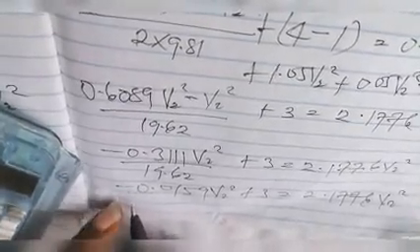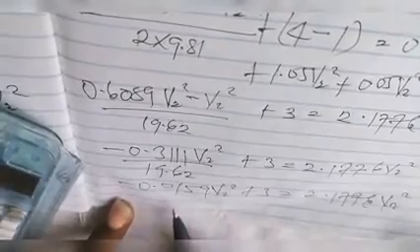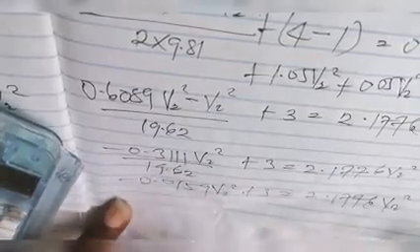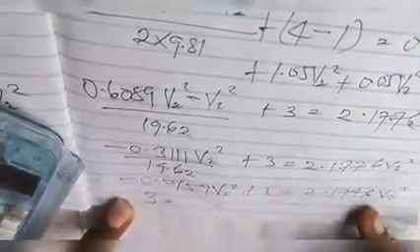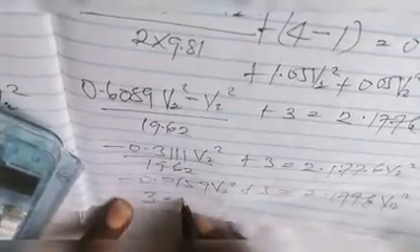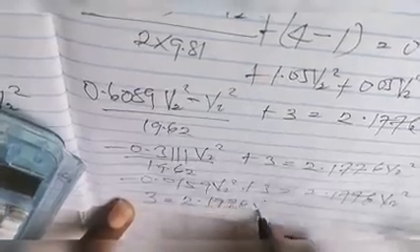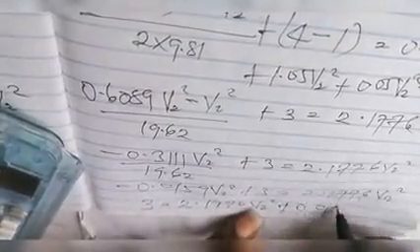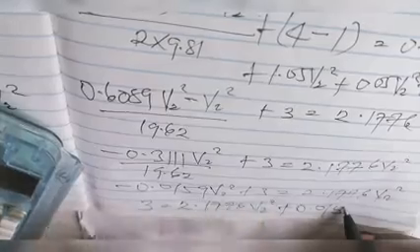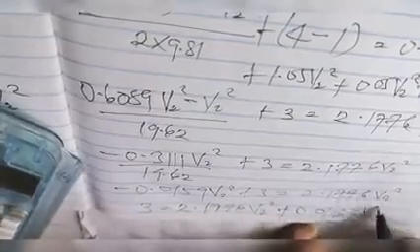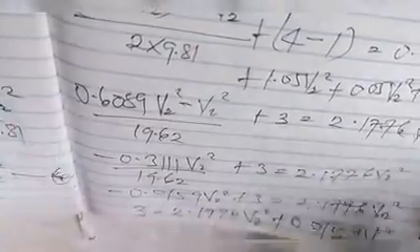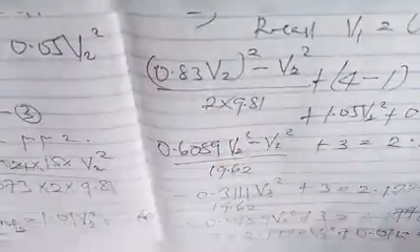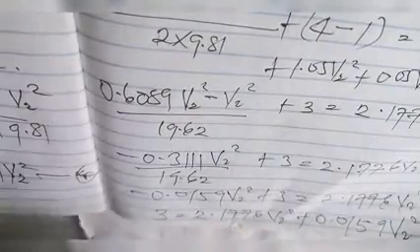We can now send minus 0.0159 over to this side of the equation. Negative sign crosses and equal sign becomes positive. So here we have 3 left. 3 is now equal to 2.1776 V2 squared, this becomes now plus 0.0159 V2 all squared. So we can add up these two now.